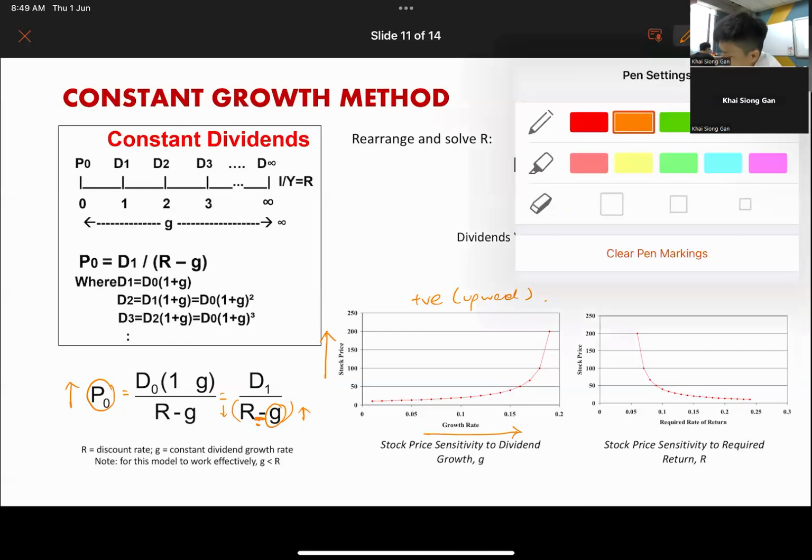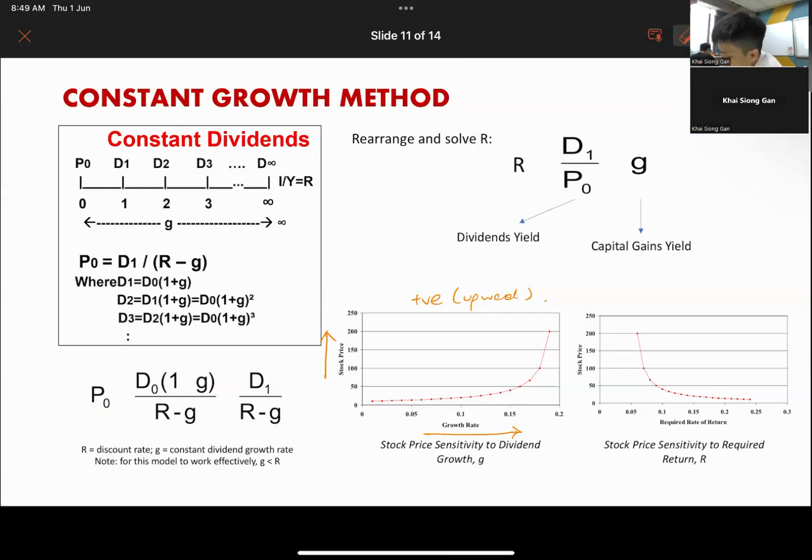Now on the other hand, let's look at the relationship between the share price and the required rate of return. When the required return goes up, since it is under the fraction, in the denominator, the share price will go down. So the higher the required rate of return, the lower the share price. This is a negative relationship, a downward sloping curve. Which makes sense, right? Because when the share price is low, you buy the share at a very low price and definitely you are going to get a high return, no? Correct or not?